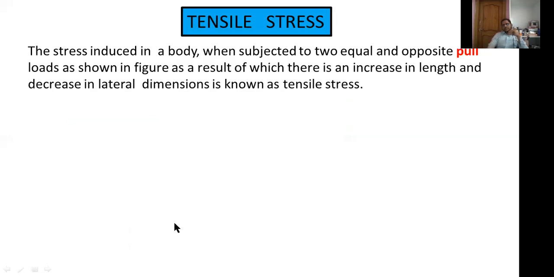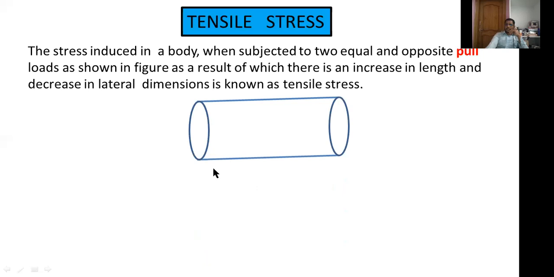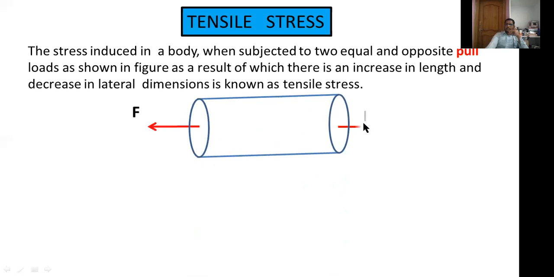The stress induced in a body when subjected to two equal and opposite pull loads, as shown in the figure, as a result of which there is an increase in length and decrease in lateral dimensions, is known as tensile stress.